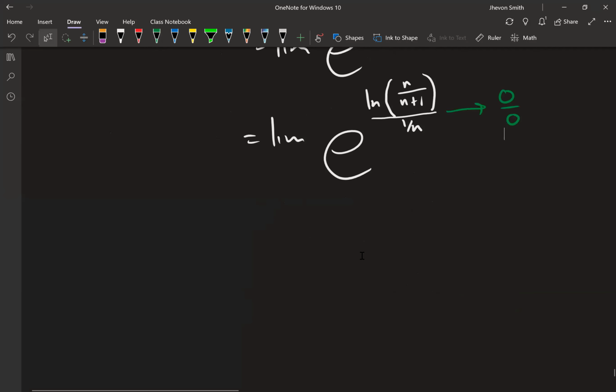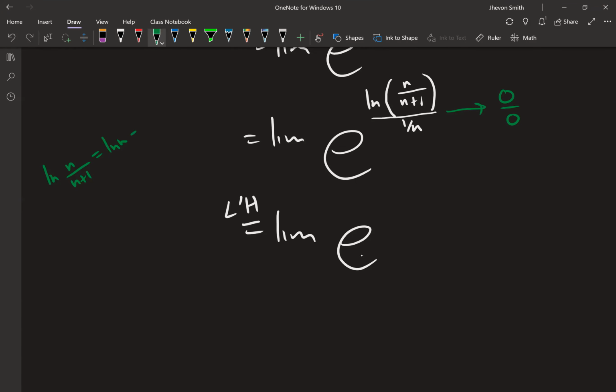So I have a 0 over 0 indeterminate form, which means I need to apply L'Hopital's rule. L'Hopital's rule tells me that I can differentiate the numerator and divide it by the derivative of the denominator. Now, differentiating ln of that is going to be annoying, so I would think of this as ln of n minus ln of n plus 1.